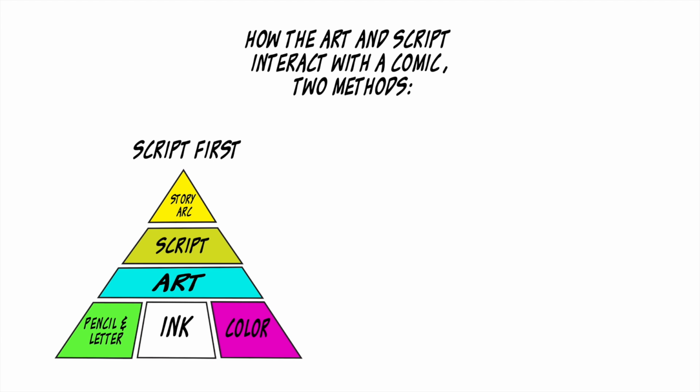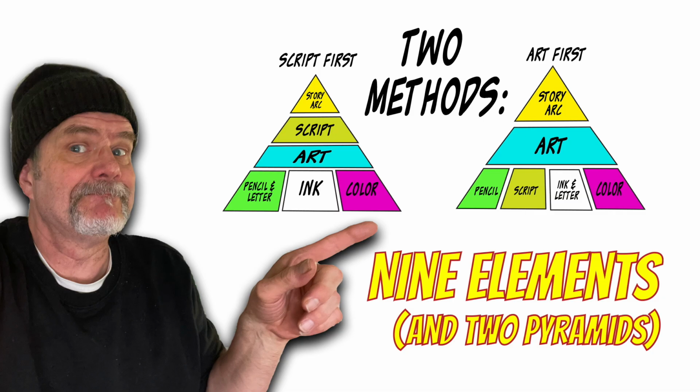Okay, and it's pretty self-explanatory. You have the script, which is telling the artist what to do with the art, and then the art begins with penciling and lettering, then inking, then finally coloring.